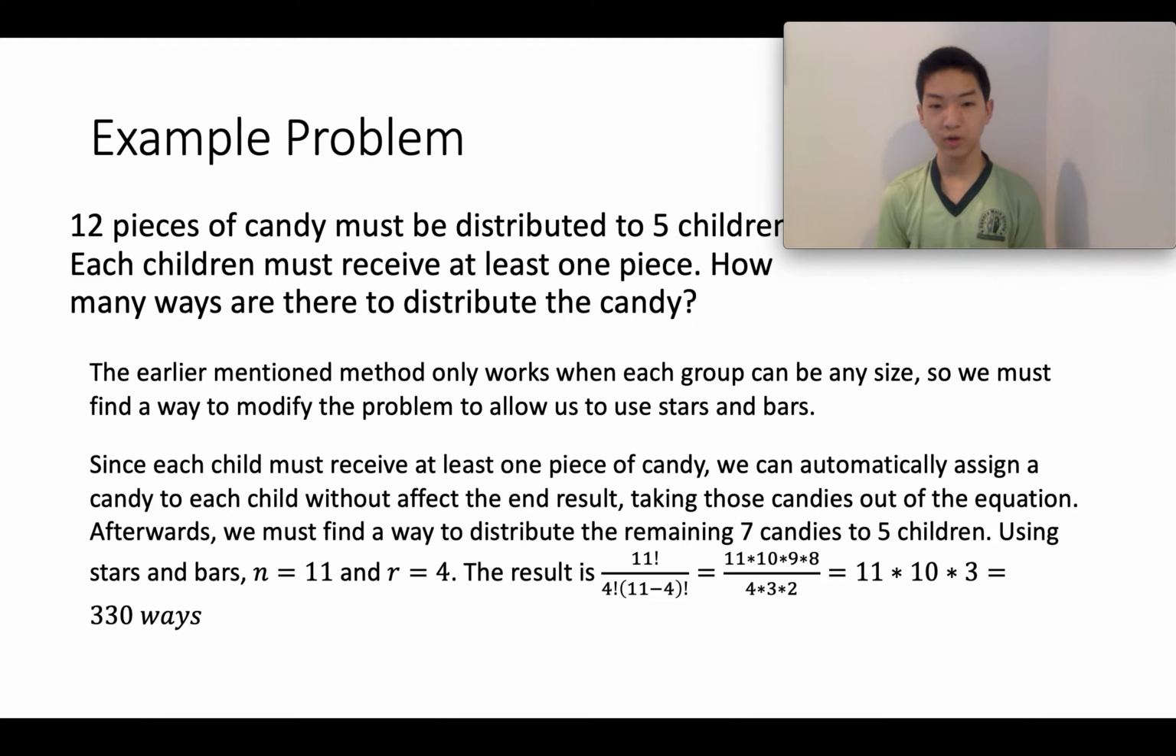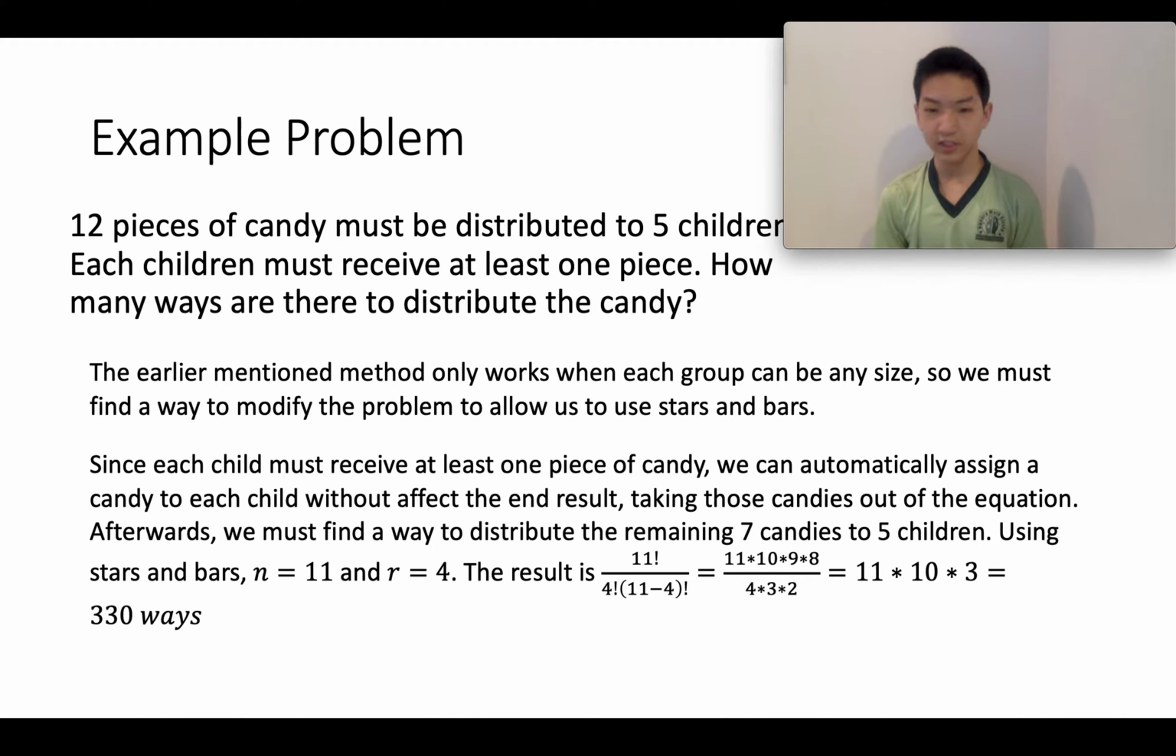Using the stars and bars, n equals 11 and r equals 4. The result is 11 factorial divided by 4 factorial times 11 minus 4 factorial, which is 11 times 10 times 9 times 8, divided by 4 times 3 times 2, which is equal to 11 times 10 times 3, which is equal to 330 ways.